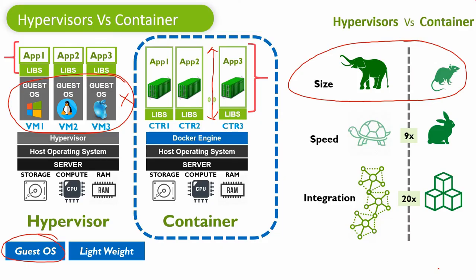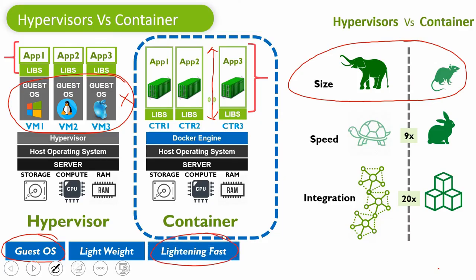The next difference is the lightning fast speed. One of the other key benefits of containers is the lightning fast speed. Containers are at least 9 times faster than virtual machines. They are created and destroyed in a few seconds. We need not boot up any additional operating system in a container. Now this speed is really helpful in situations where we need things on the fly. We need things to be happening really fast.